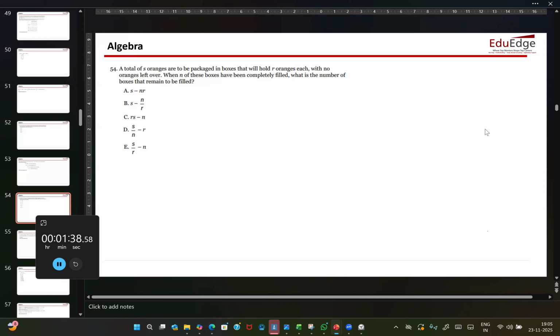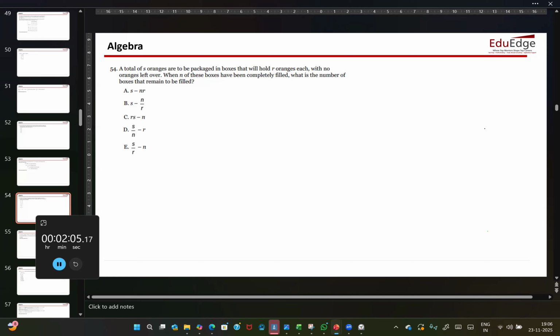Oh, okay. S by R is number of boxes. And then I'm saying the number of boxes that remain. Okay, understood. S by R minus N. Understood. Got it, right? Yeah, I got it. Seems slightly weird, but it's actually simple.